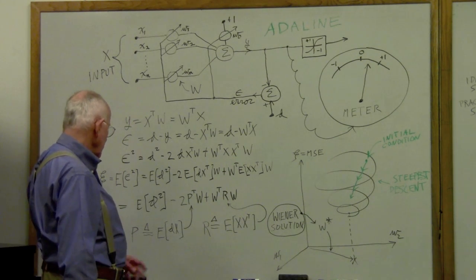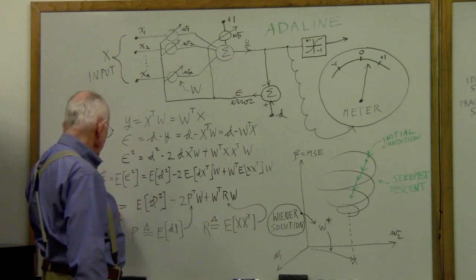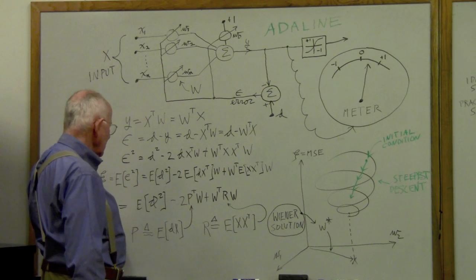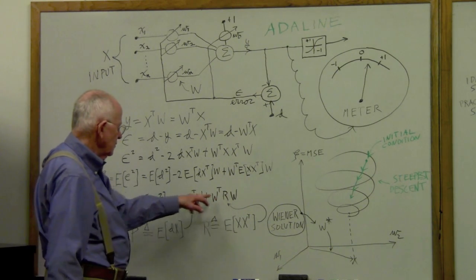And now we look at this, and what we see is that the mean square error is a quadratic function of the weights.